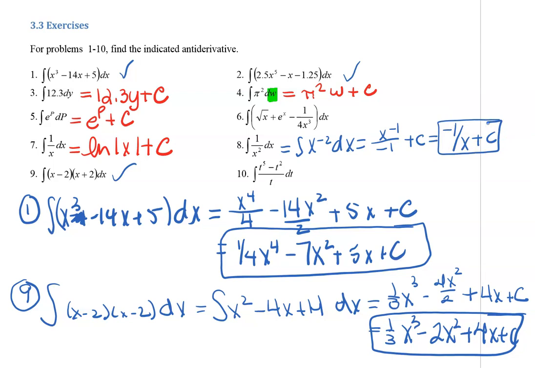Number 10, last one we'll do, is kind of interesting in the fact of applying your algebra here. You're just going to divide each of these by t to give you t to the 4th minus t dt. And then we can add 1 to the exponent and divide by the new exponent as we go. So don't forget all of your algebra skills as you're working through these, because they will make your life a little bit easier, especially in regards to finding the antiderivatives.